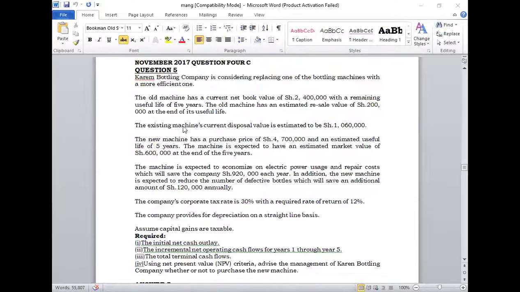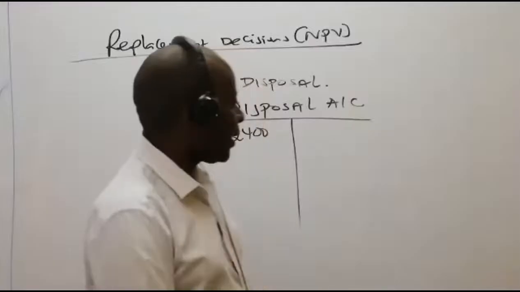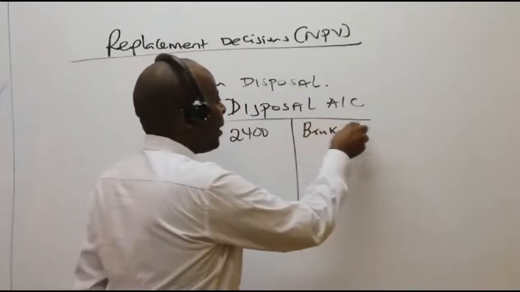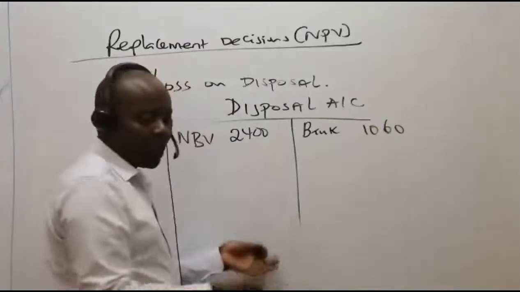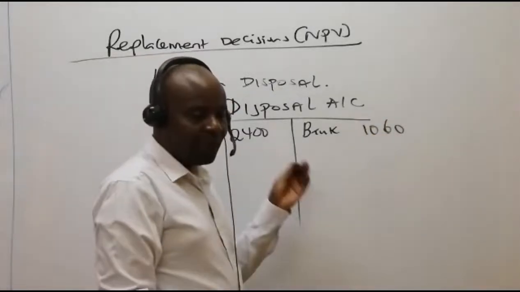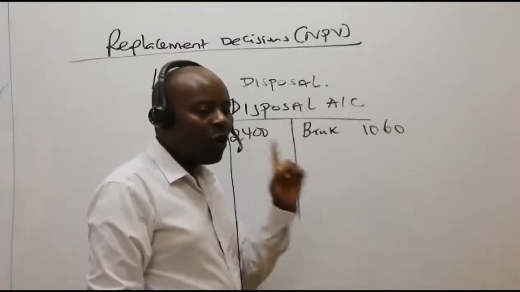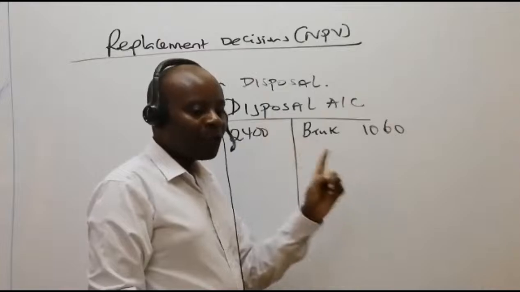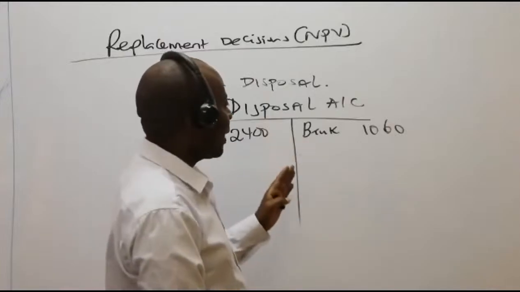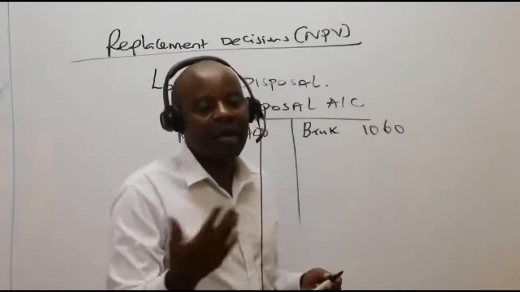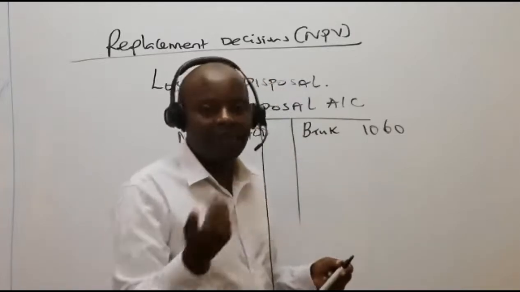Ladies and gentlemen, if we sell today, they are telling us the existing machine's current disposal value is 1060. So in this case here, 1060, I debit the bank, I credit here. So the bank here is 1060. And of course, now the balancing figure will either be a loss on disposal or profit on disposal. Because the balancing figure is coming on the credit side, automatically it becomes a loss on disposal.